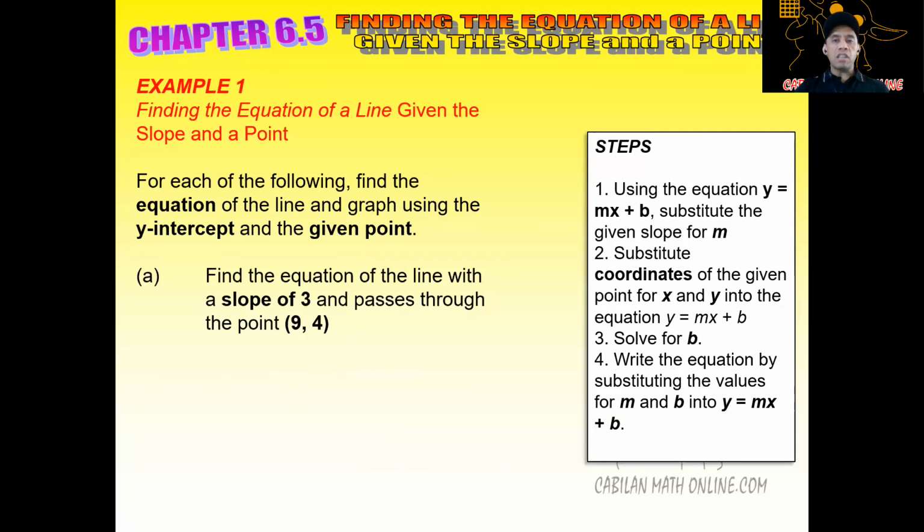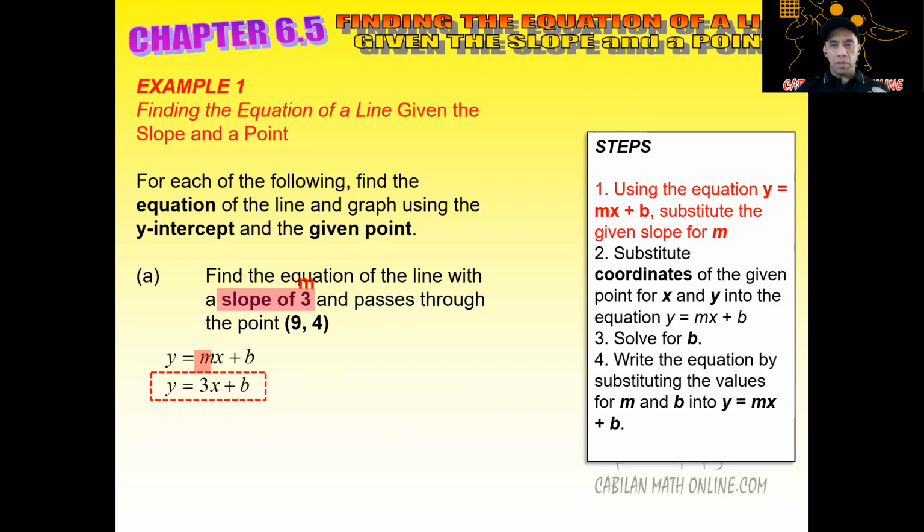So step number one: write down the equation y equals mx plus b. Always start off with that, because as long as you have that written down, once you read the rest of the question, you'll see exactly where the numbers need to go. When you read the question again, it gives us a slope of 3. So what you need to do is take that 3 and replace it for the m. So that's step number one.